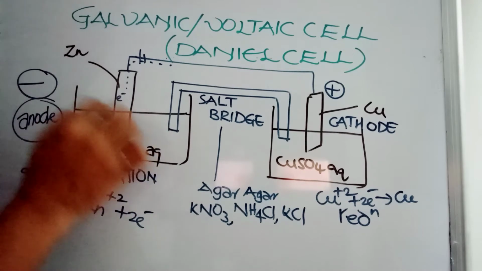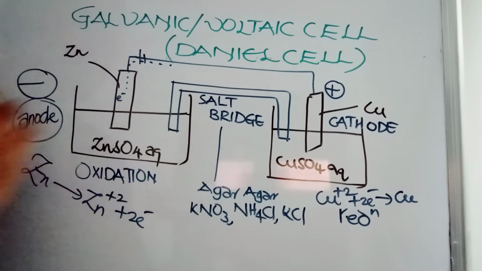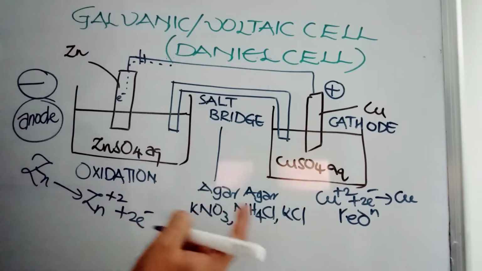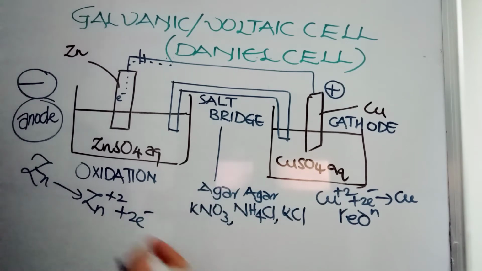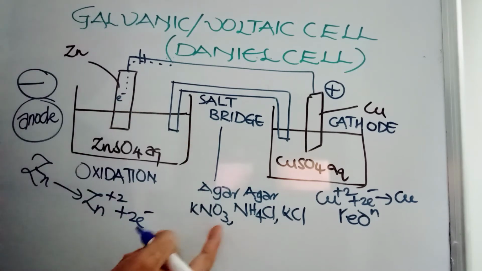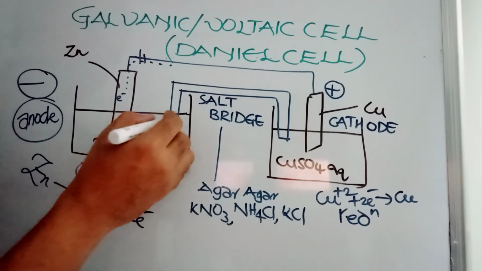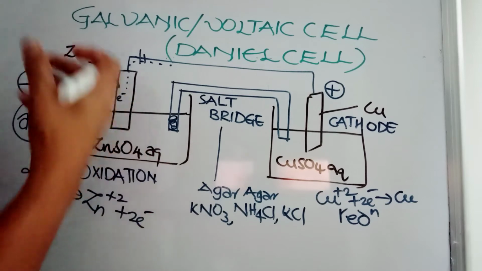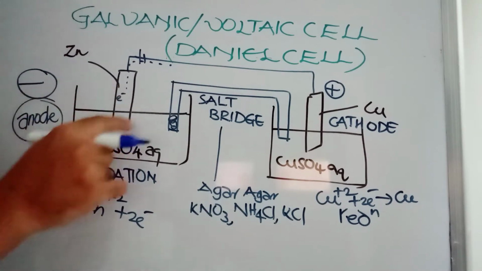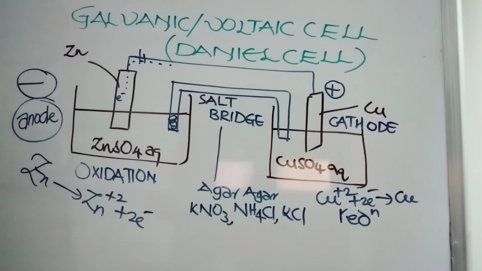So there is a chance of Zn plus 2 coming to the electrode, so we need to avoid that. That's why we are taking agar-agar gel with KNO3, NH4Cl, KCl, all these. So Zn plus 2 ions are there, right? So anions like NO3 minus, Cl minus will be at this area in the agar-agar gel and they will be attracting the Zn plus 2 ions in order to avoid the accumulation of the ions at this place.